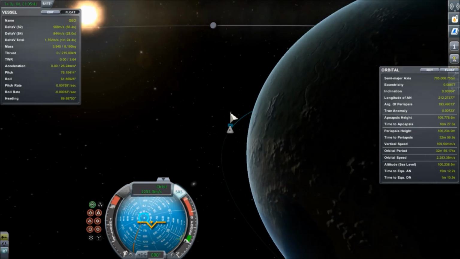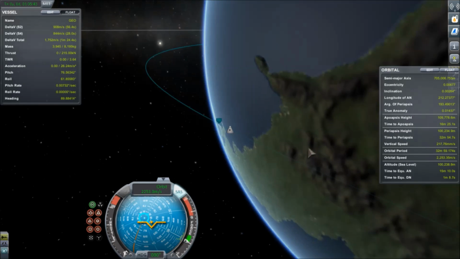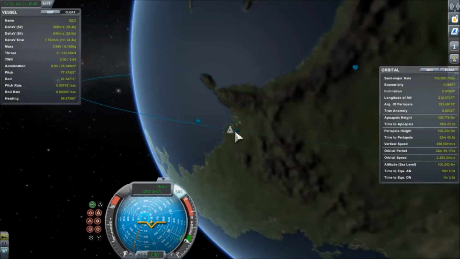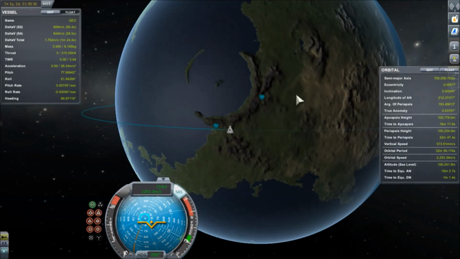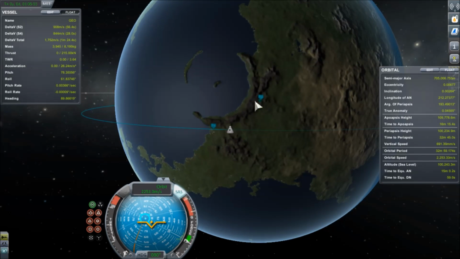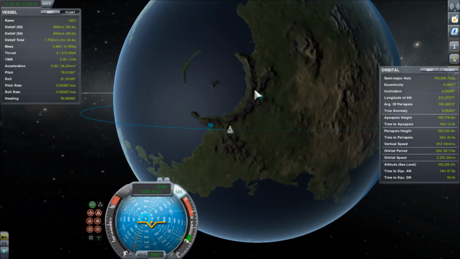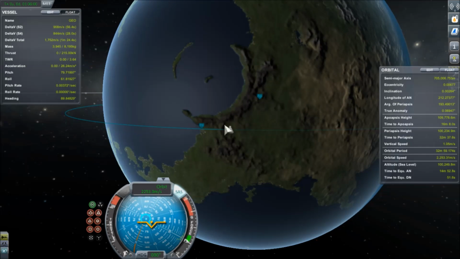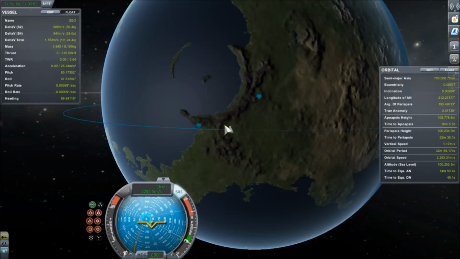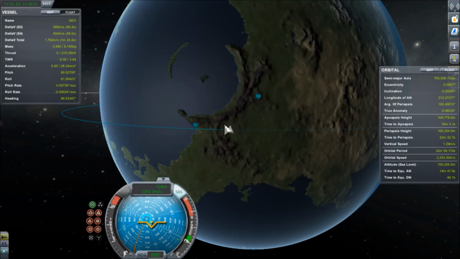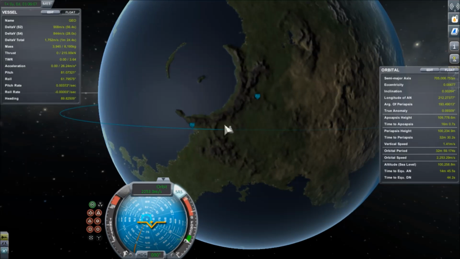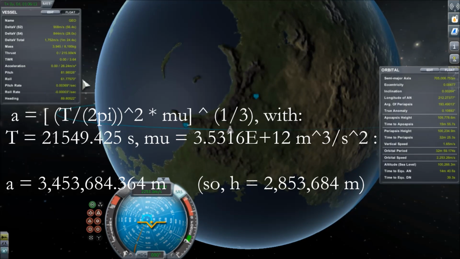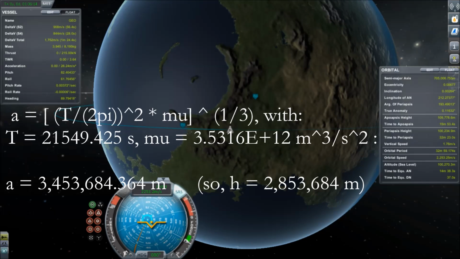But anyway, hopefully that little detour gave you an idea of what we need to do. So we need to be very careful to consider the sidereal day of Kerbal rather than the solar day. And if you look on the KSP wiki, we get the sidereal day on Kerbal lasts 21,549.425 seconds.